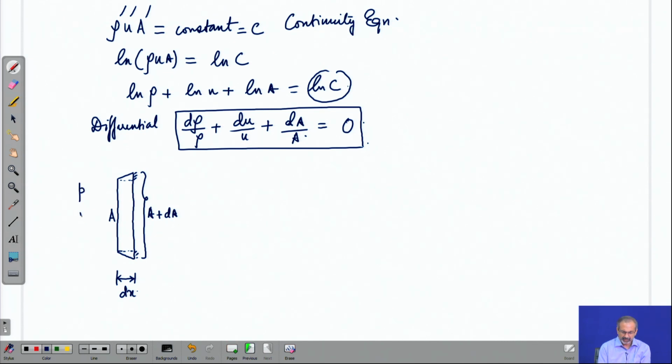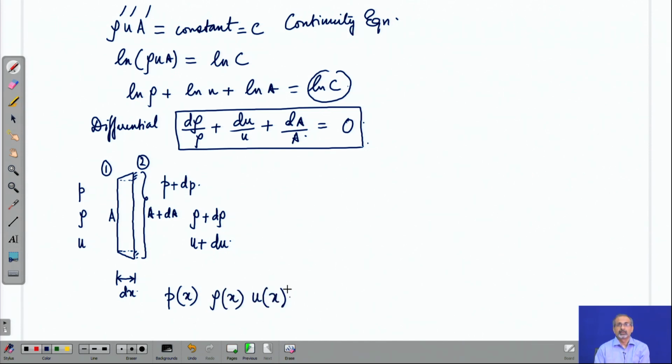Let us mark P, rho, u, etc. on the left hand side. Let us call this station 1, the other one station 2, and there will be differential changes in all those flow properties, because you have moved a small distance and all these properties are functions of x. And therefore, they are certainly going to change once you have moved them through a distance dx.